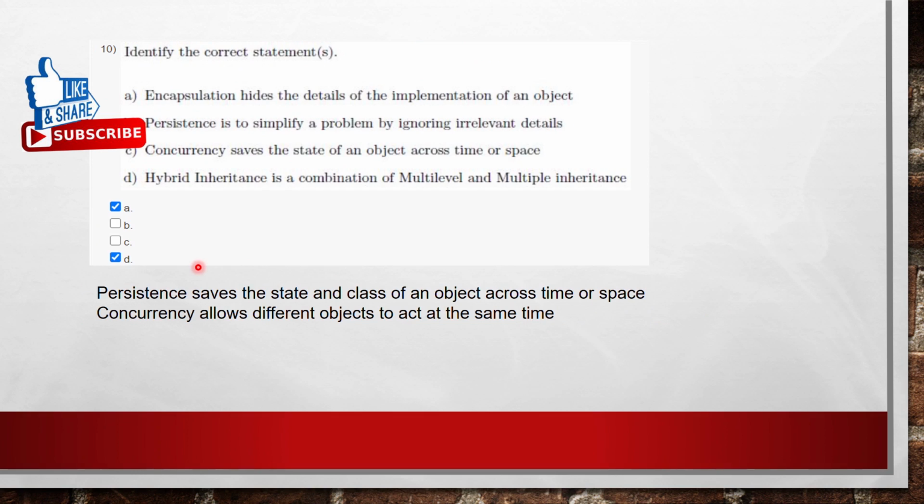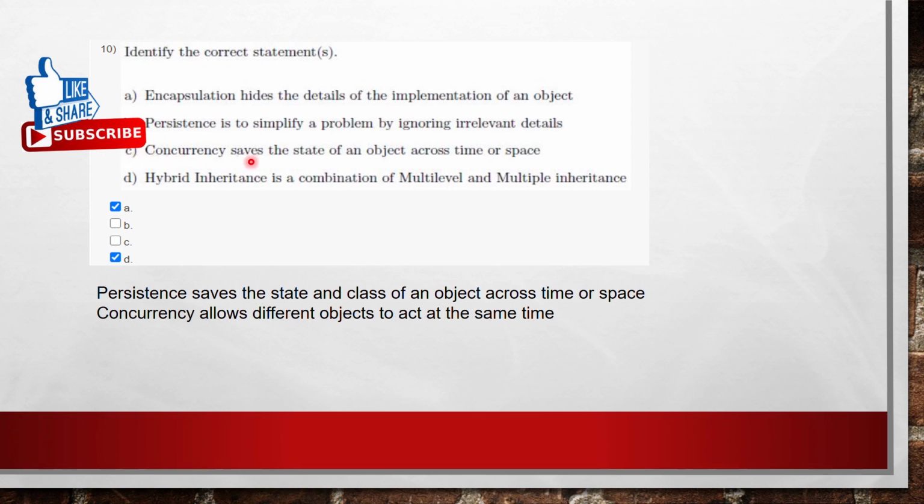Coming to the 10th question. Identify the correct statements. First one, encapsulation hides the details of the implementation of an object. This is true, so we have taken A as the correct option. Persistence is to simplify a problem by ignoring irrelevant details. This we call abstraction, but here it is given as persistence. So this is the wrong option.